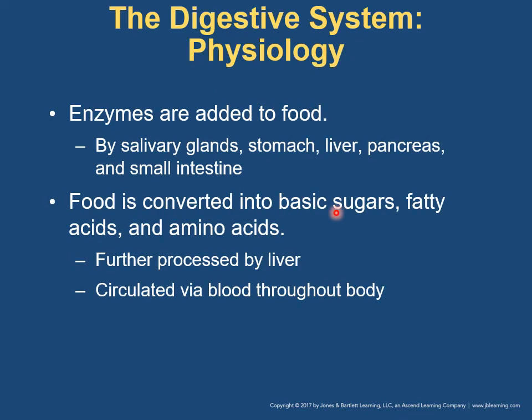Digestion is a complicated chemical process. Enzymes are added to food by the salivary glands, stomach, liver, pancreas, and small intestines. Food is converted into basic sugars, fatty acids, and amino acids. These basic products of digestion are carried across the wall of the intestines to the liver and processed further and stored or transported to the heart. They are then circulated via the blood throughout the body.